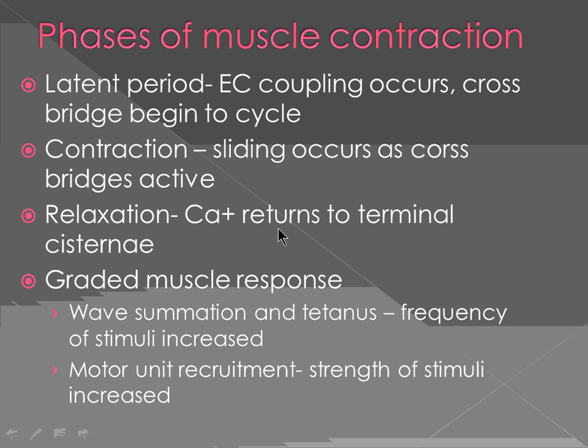Let's look at the phases of muscle contraction. If you go in the lab and do a muscle twitch, you have 3 phases of muscle contraction. These are called the latent period. That means nothing that you can observe visually is happening, but actually something is happening inside. This is where the excitation-contraction coupling occurs and the cross bridges are beginning to form. So that's the latent period. The period of contraction is when the sliding actually occurs. And relaxation is when the calcium returns to the terminal cisternae and the fiber comes back to its original state.